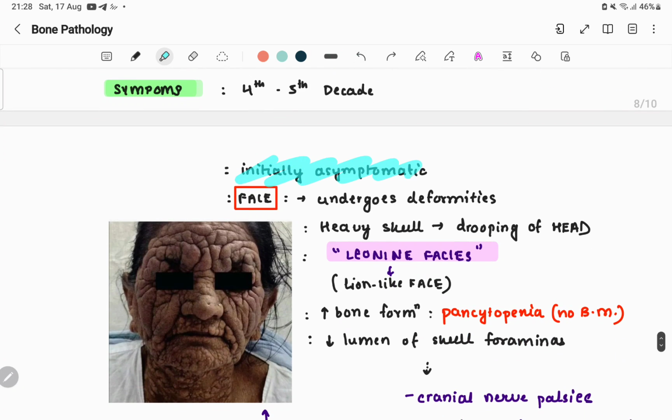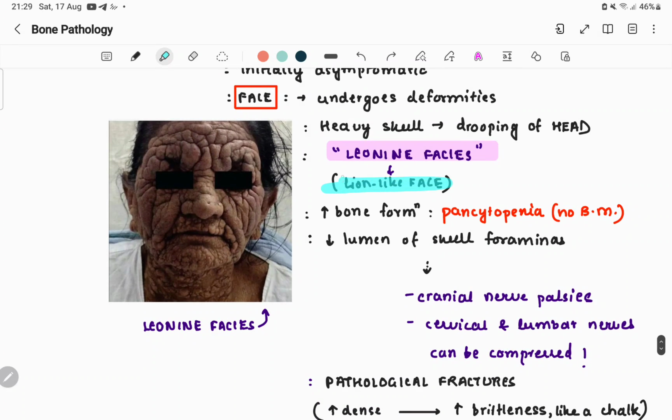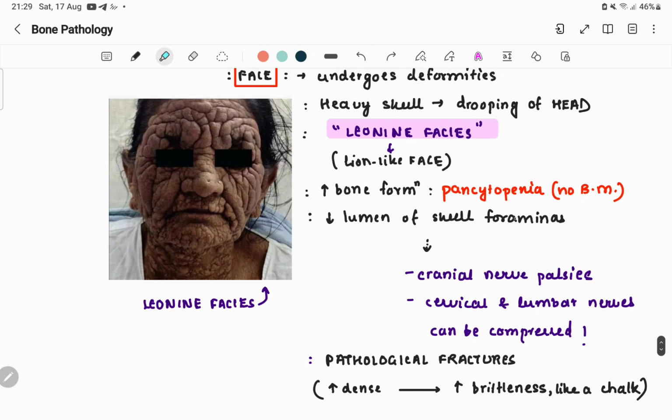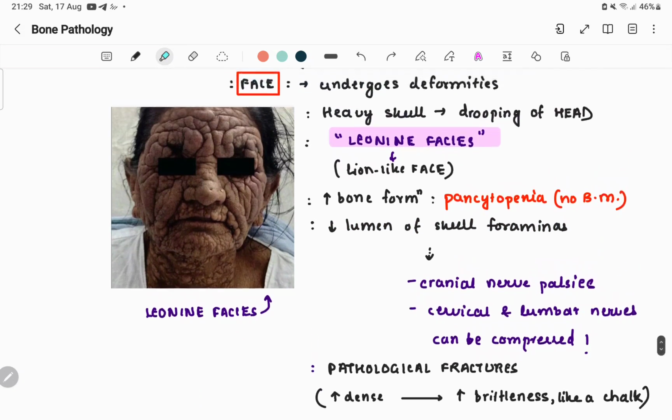Symptoms appear in the 4th to 5th decade of life. It is initially asymptomatic, then face changes will occur. The face will undergo deformities. A heavy skull will be there, with drooping of the head. This is called the leonine facies. The face appears bony. These are the facial bones which are proliferated like this. Lion-like face. Increased bone formation, so pancytopenia will occur, and there is decreased lumen of bone foramina. Due to excessive proliferation, the foramina of the skull will narrow. This is a foramina.